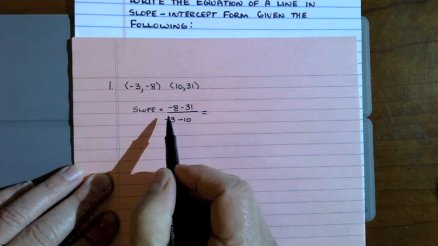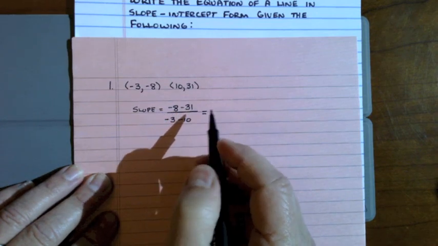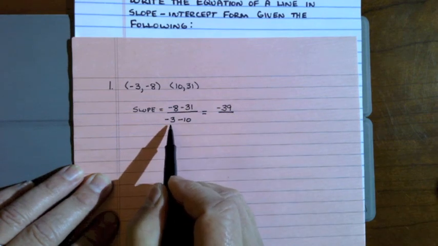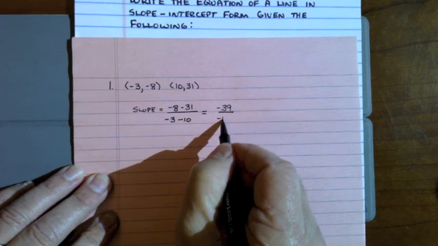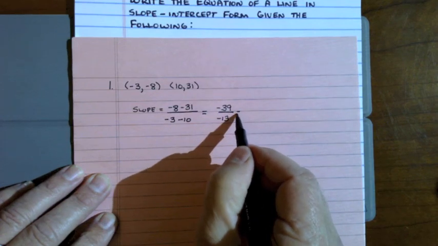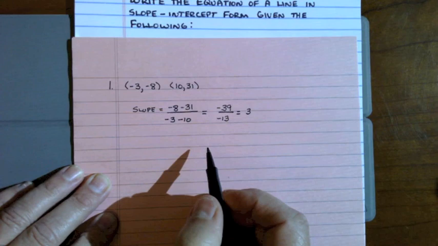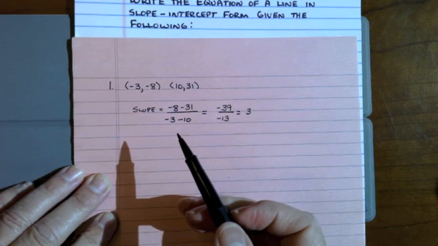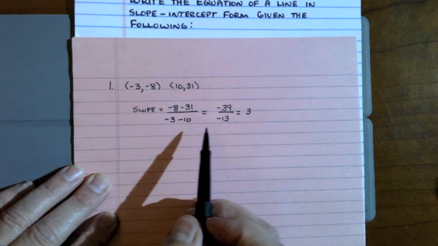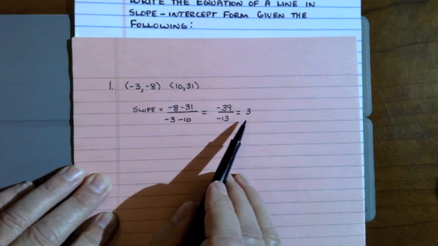I do the math in the top, -8 minus 31, -39, divided by -3 minus 10, -13. I can actually divide these numbers. I'm going to do that. Divide those and I get +3. So now I have half the information I need to write the equation of this line. Remember, I need the slope and I need the y-intercept. So I've got the slope.